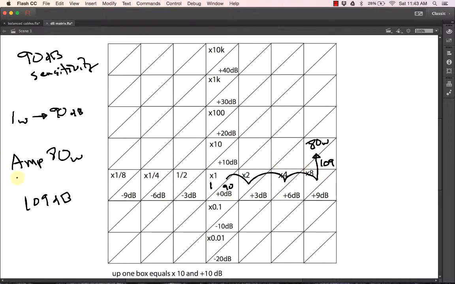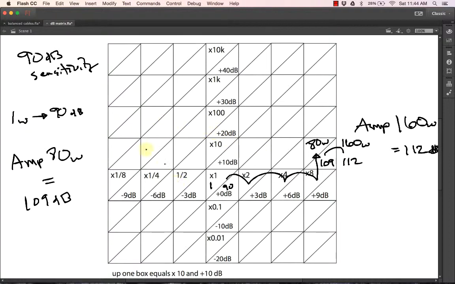What if we had twice the amp? What if our amp was 160 watts? How many dBs are we going to get there? Well, we double it one more time over here, so now we are 80 times 2 is 160. 109 plus 3 is what? 112. Okay? So every time that you double the energy, you gain 3 decibels.